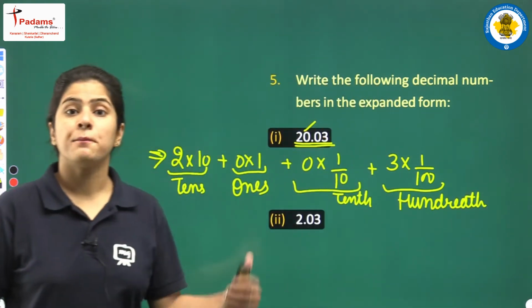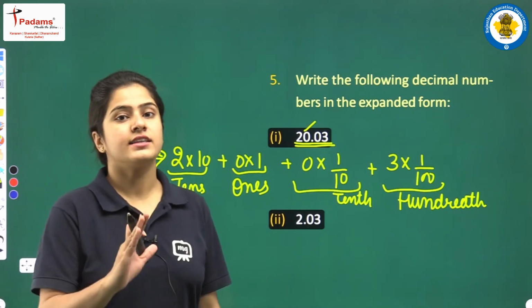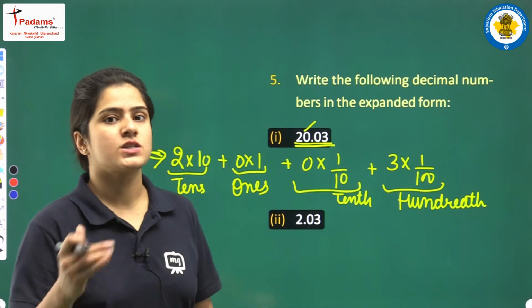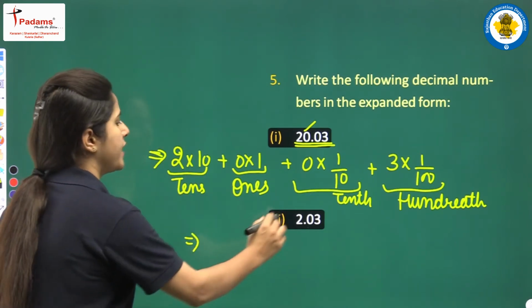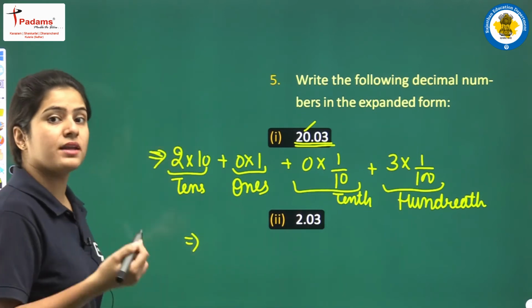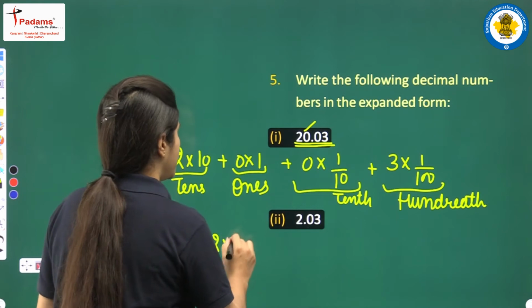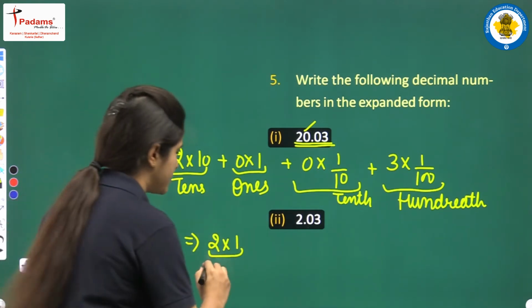Moving to the next question, 2.03. Here there is nothing regarding the tens place, so we will start with the ones place. If it is 2.03, then it can be written in the expanded form as 2 into 1, where the 1 is expressing the ones place.